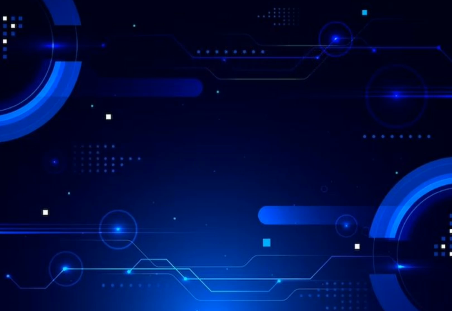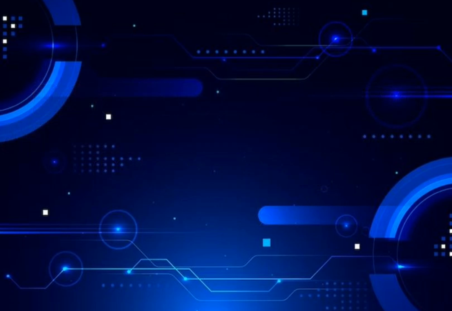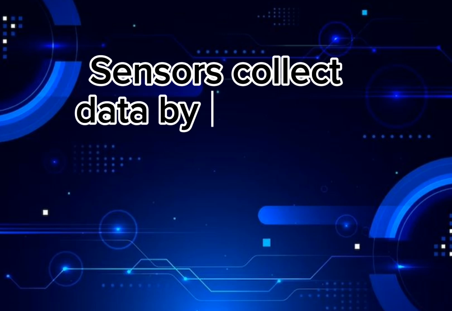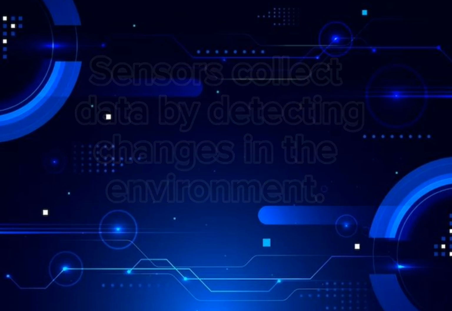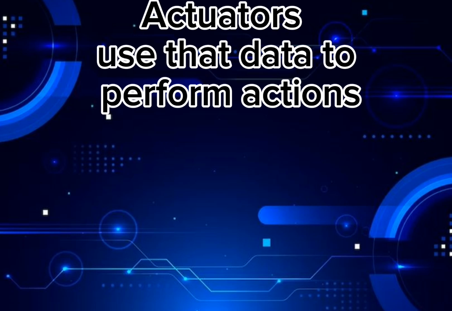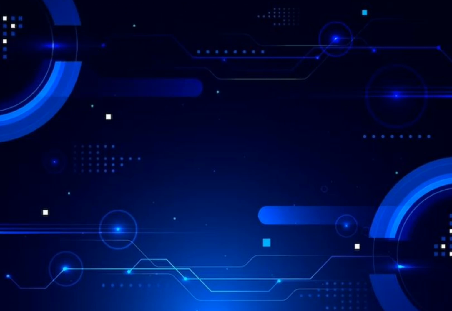I'm wondering how sensors collect data and actuators take action based on sensor data. But now I know. Sensors collect data by detecting changes in the environment like temperature, light, pressure, or motion and converting these changes into electrical signals. Then actuators use that data to perform actions such as turning on a fan when it's hot, moving a robot arm, or adjusting a valve. In short, sensors sense and actuators act, working together to make smart systems respond automatically.